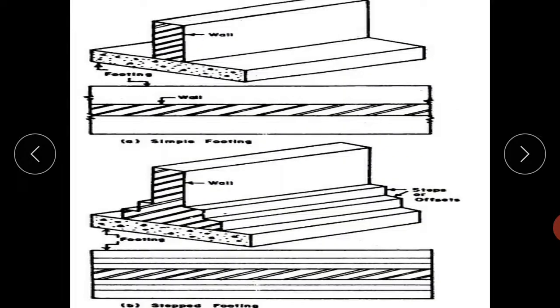Now these columns are resting on the foundation. There are some types of foundation. If depth is less than the breadth, then we can call it a shallow foundation. Strip or wall footing, simple and stepped footing are given in the picture. This is constructed for load bearing wall, meaning the wall is carrying the load. If the wall is carrying the load, this kind of footing can be provided.